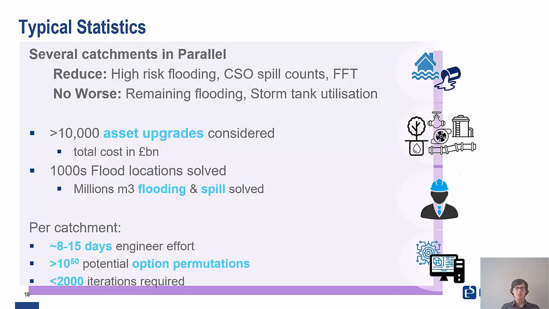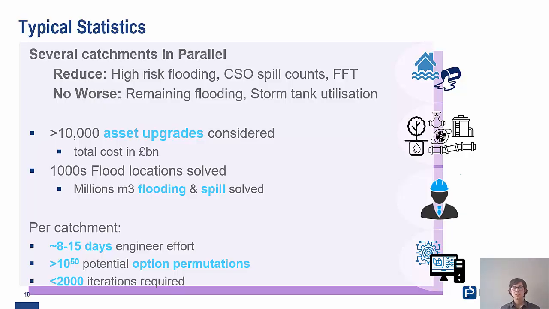It's often interesting to take a look at some of the typical statistics that come out of studies such as this. We're often running several catchments in parallel, because whilst two are running, the engineer can be setting up a third. We're often looking at solving several different problems in the catchment all in one go. So we might be looking at perhaps the three main objectives for a single study being to solve the high-risk flooding, perhaps all the CSO spill counts down to 10 per year, and reduce the full flow to treatment as well, whilst also ensuring that the remaining flooding in the catchment gets no worse, as well as storm tank utilisation and often other constraints as well.